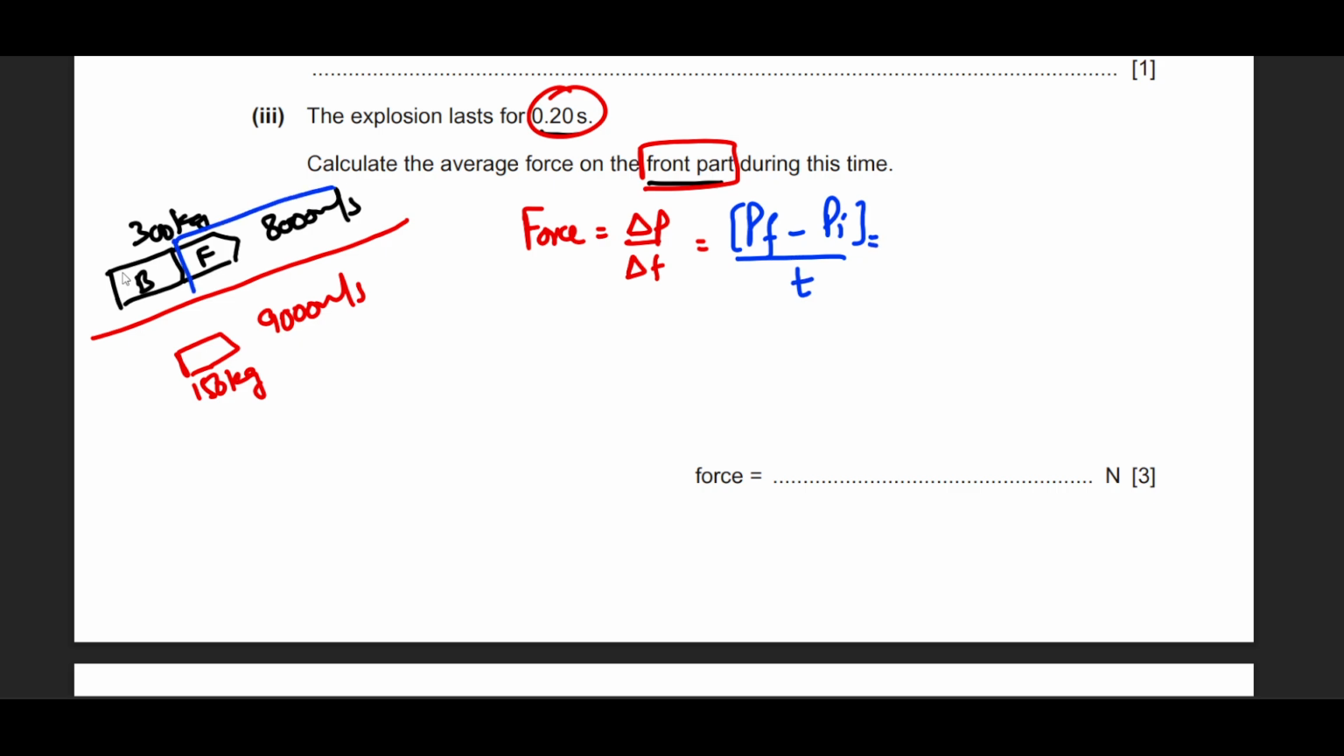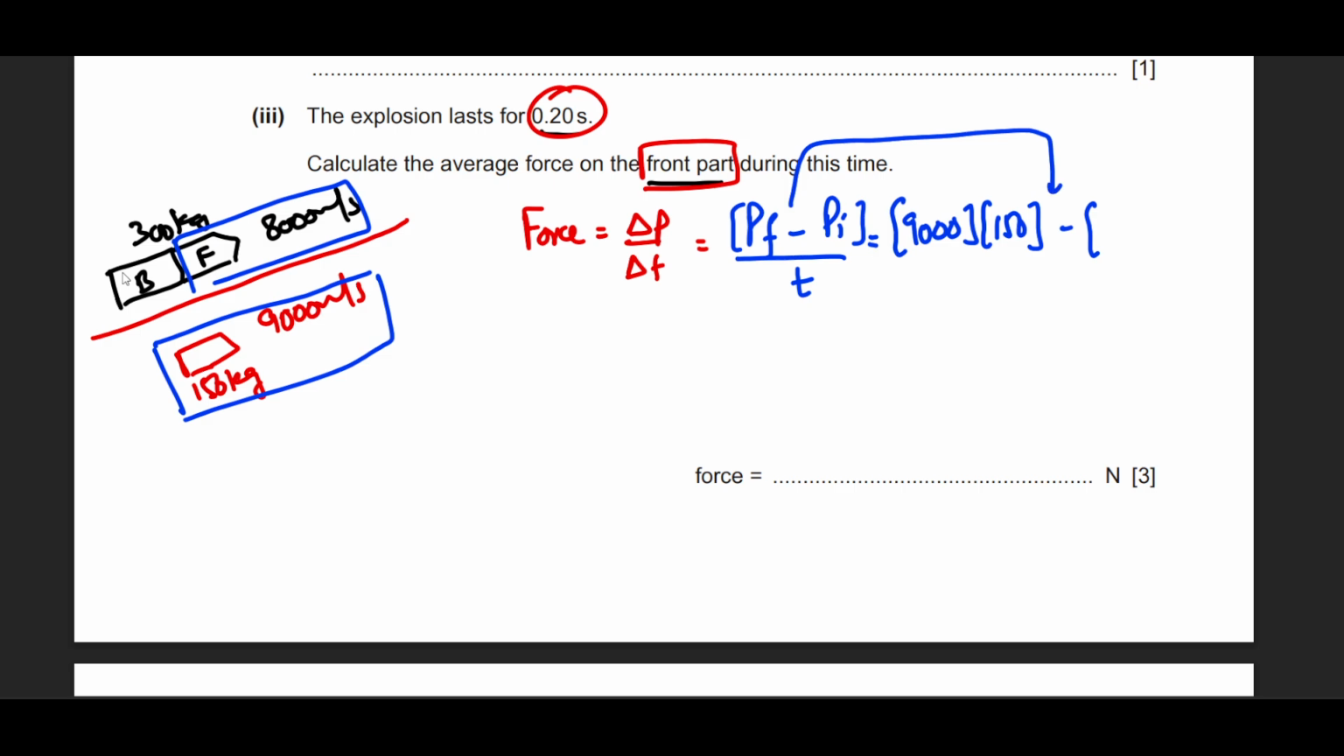What's the initial momentum? 150 kg was moving at 8,000. And what's the final momentum? 150 kg was now moving at 9,000. So 9,000 meters per second at 150 kg minus, because this delta in English simply means change, and change means a minus sign in the formula, the initial situation, which was 150 only for the front part at a speed of 8,000 meters per second. All of this happened in a time frame of 0.2 seconds, which is the value of t.